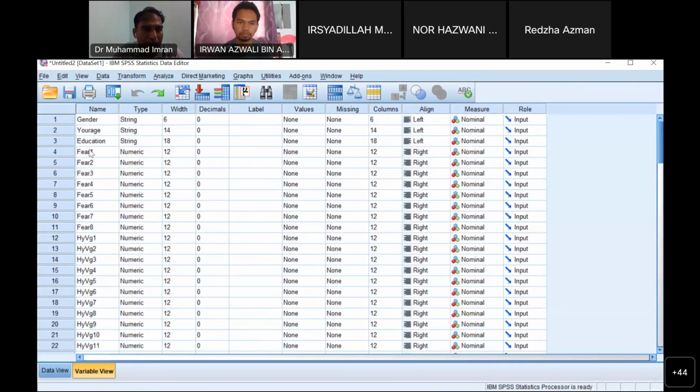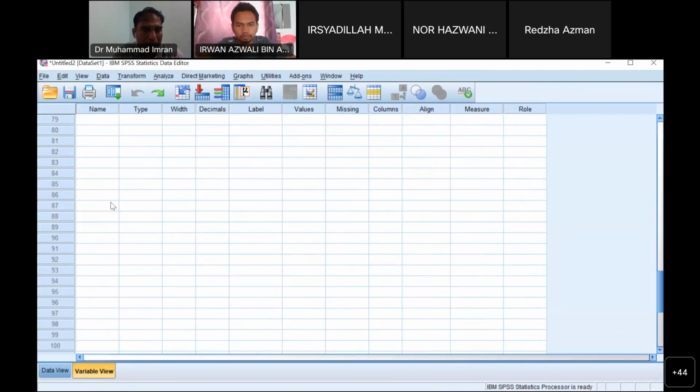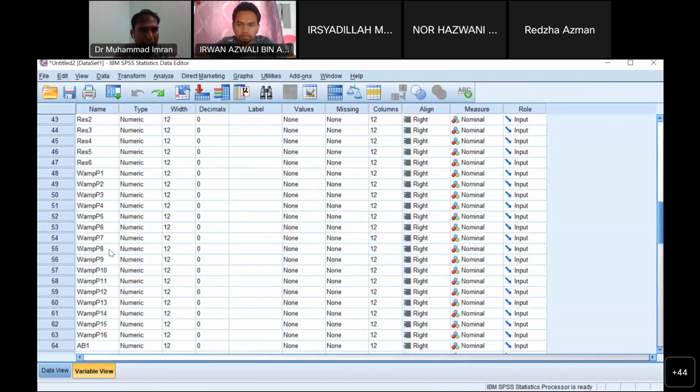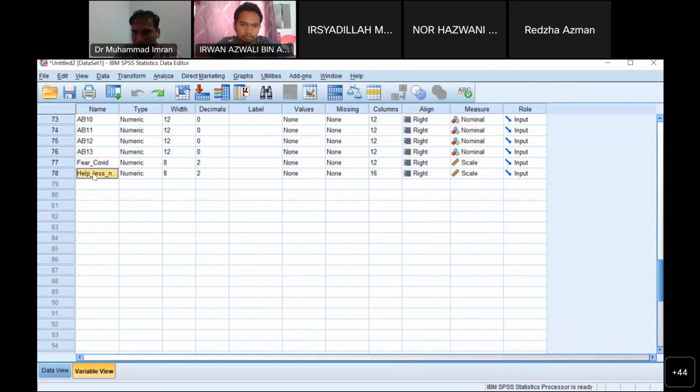See here, all variables details from here to 8, now we merge in one variable because all these items are measuring fear of COVID-19, right? And from here, helplessness, from 1 to 7, items measuring helplessness. So we merge in this one variable, representing the items.